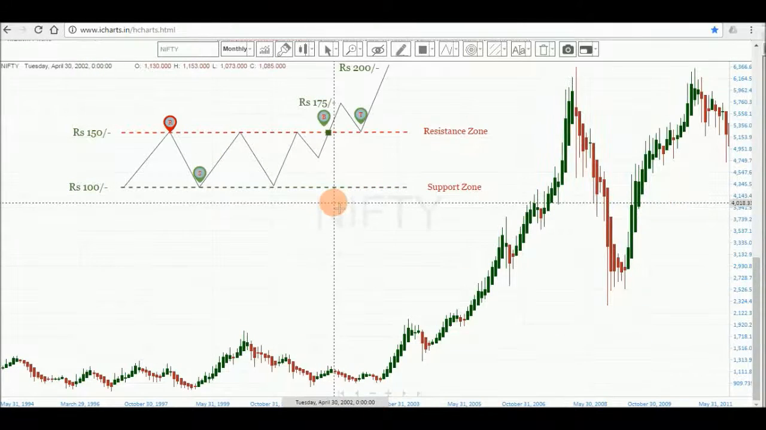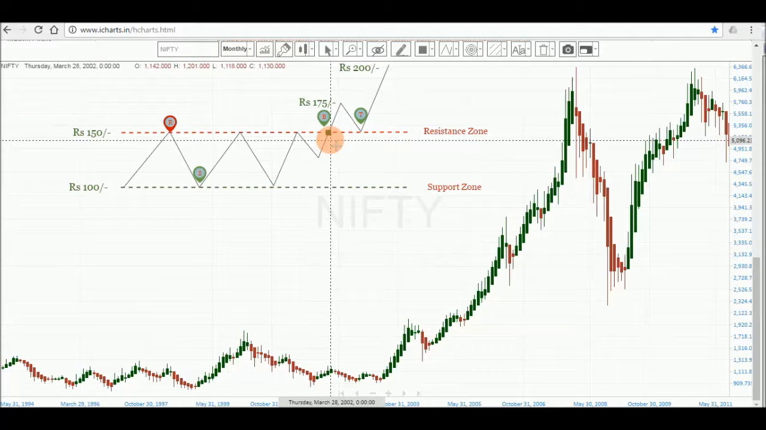Now applying the same principle, we can say that in this next diagram, at the point denoted by the green square, the mentality of the buyers changed and they are now ready to buy at prices above 150 rupees.